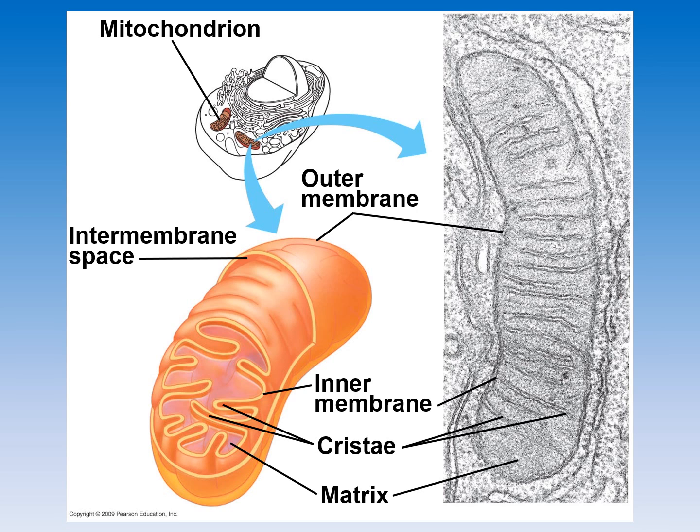So if we look at this schematic drawing here, here's an electron micrograph. You can see, once again, there's the outer membrane, here's the inner membrane, all these infoldings, that's the cristae. This inner membrane is where the ATP production occurs.